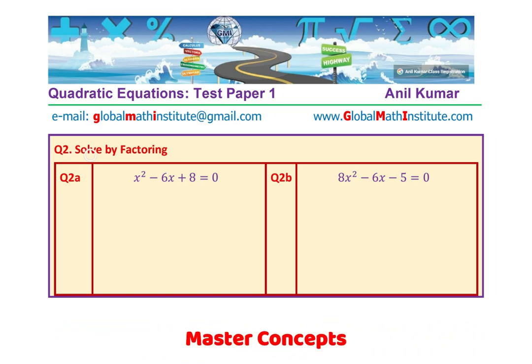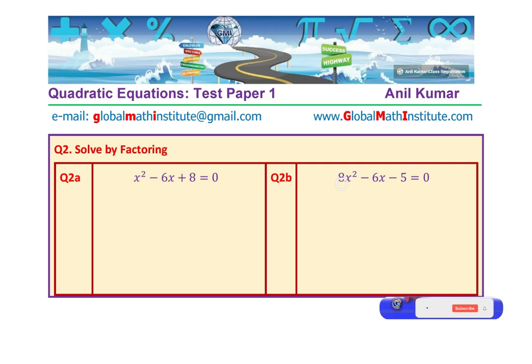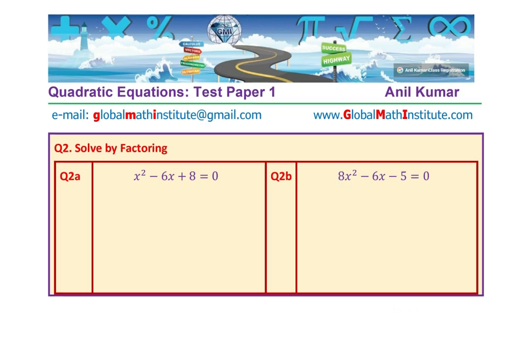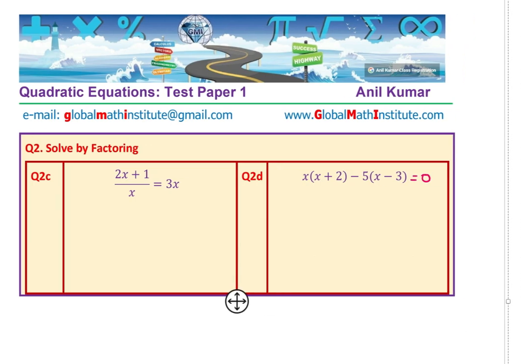Question number 2. Solve by factoring. The coefficient is 1 here and 8 there. Question number 2c. Solve by factoring. 2x plus 1 over x equals 3x. x times (x plus 2) minus 5 times (x minus 3). Let me write this equal to 0. Solve really means equate the equation to 0.